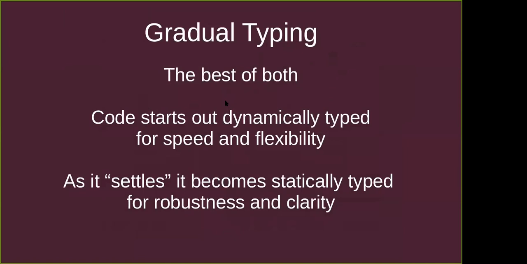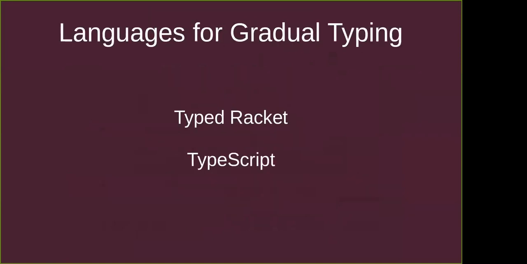So with gradual typing, you can start out in this dynamically typed space of flexibility and speed before you've committed to a certain way of doing it. And then as the code settles, you can add static types to codify and solidify it for more robustness and clarity, and provide some of the advantages of the statically typed approach. So this is a way to try to do the best of both.